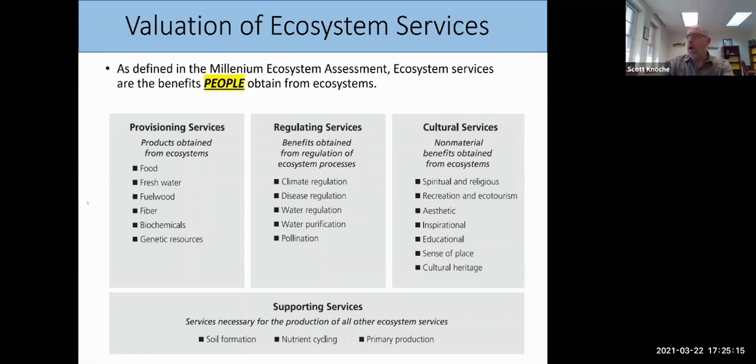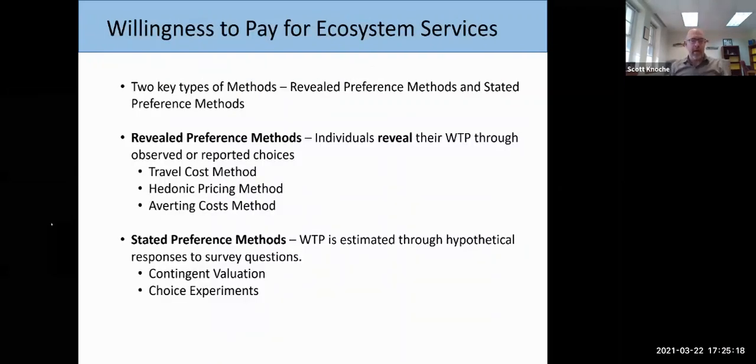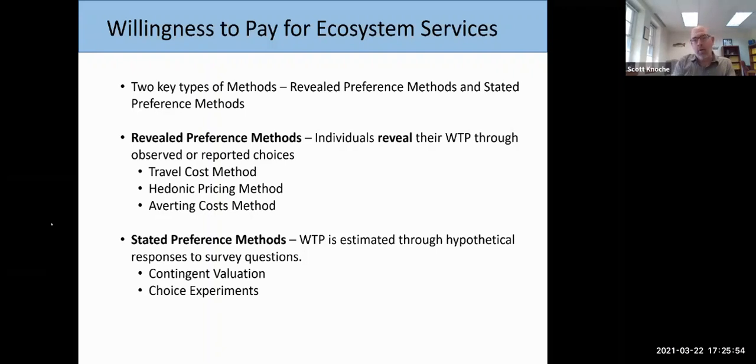So, all right, willingness to pay. We're back to that term again here, willingness to pay for ecosystem services. There are two types of methods to estimate willingness to pay for ecosystem services, broadly speaking: revealed preference methods and stated preference methods. So if you were going to make a change to some coastal region and do a new project, you might use both techniques, revealed preference and stated preference methods, to estimate willingness to pay or the economic benefits associated with the new site, the new amenities of that site.